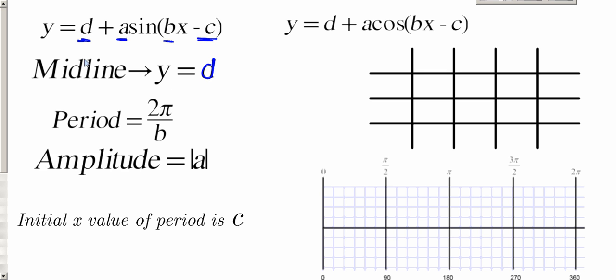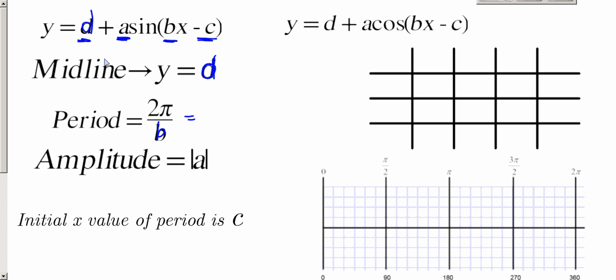So when I look at a basic curve, I know the midline right away is going to be at this value of d. So whatever number is here, the constant that doesn't have a variable with it, that's where the midline is going to be, at the line y equals whatever that d is. Then I'd look at the b, and if I took 2 pi over b, that's going to tell me what the period is, the distance that it takes this curve to go one complete cycle.